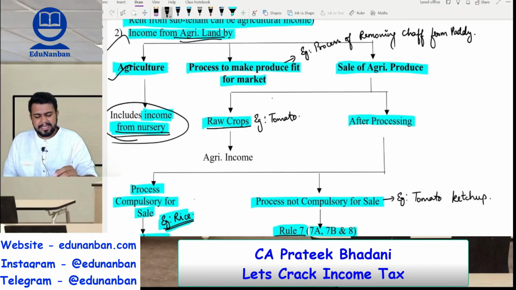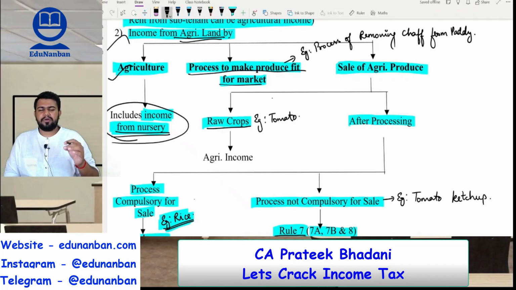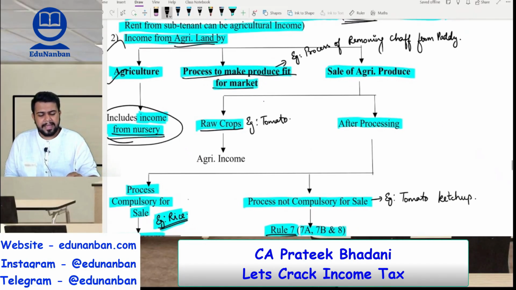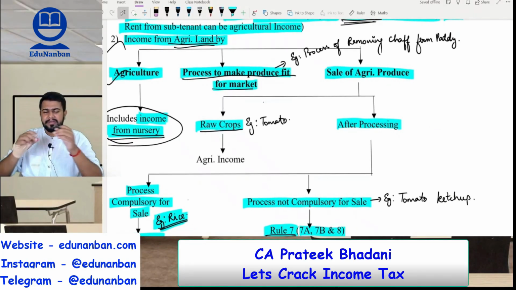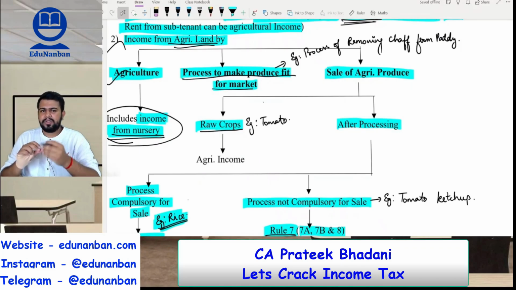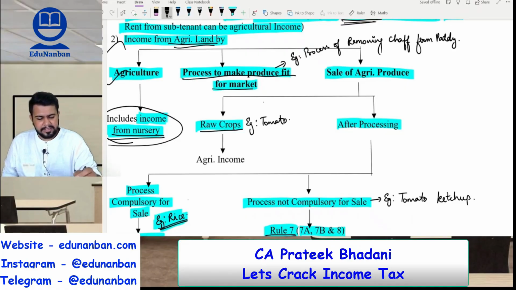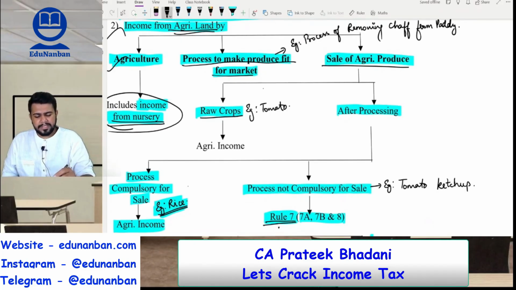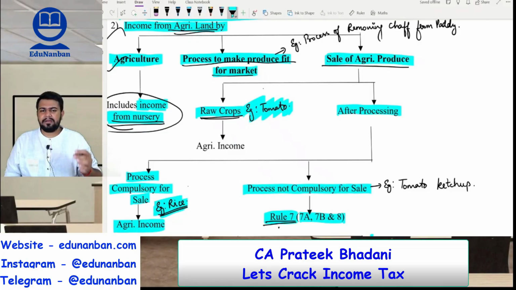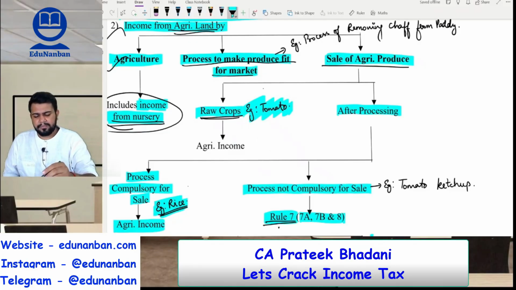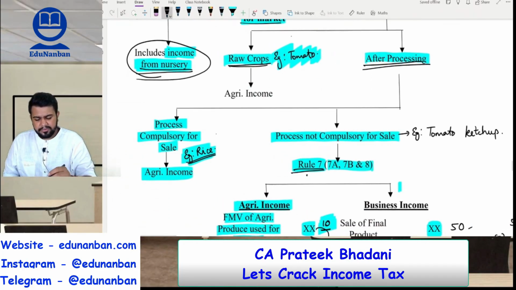Then if there is any process which is done to make the produce fit for the market, it is also agricultural income. I told you example of the process of removing the chaff from the paddy crops to get the rice. So the income earned by doing this process is agricultural income. And finally, sale of agriculture produce. If raw crops are sold, example tomato, then the money received from the sale of tomato is agricultural income. However, if the crops are sold after processing, you have to see whether the process was compulsory for sale or not.